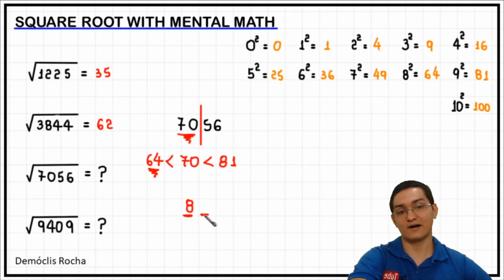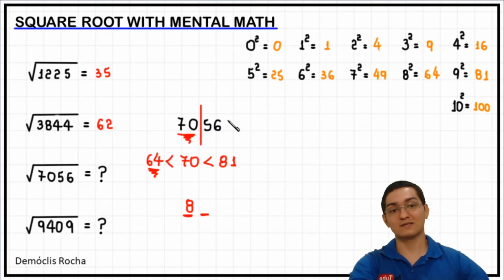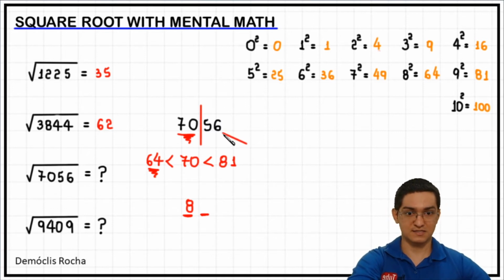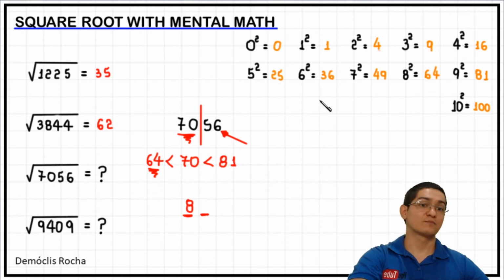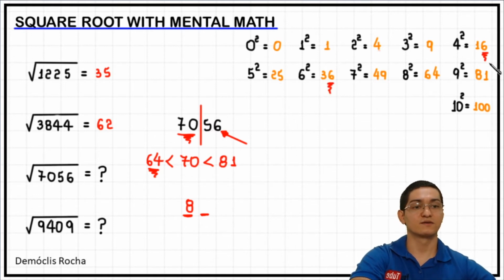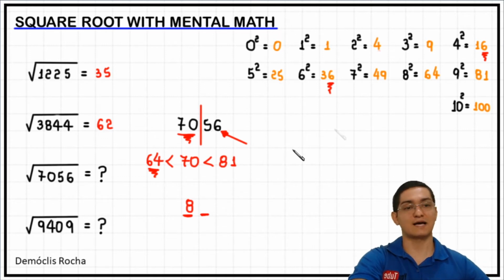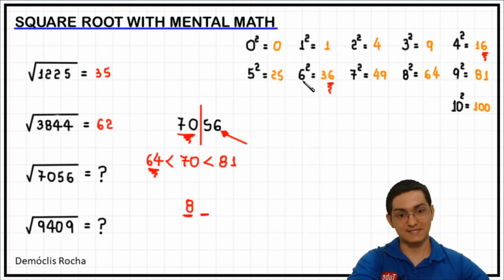Okay, so we already found the tens digit. Now we find the ones digit. For the ones digit, we look at the ones digit here. It is 6. Okay, where does it appear here? You have 6 in the ones place here and here. So the ones digit here is either 4 or 6.